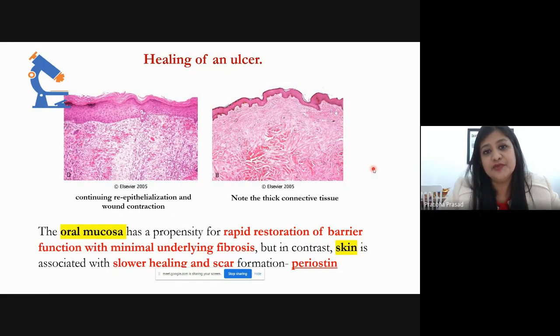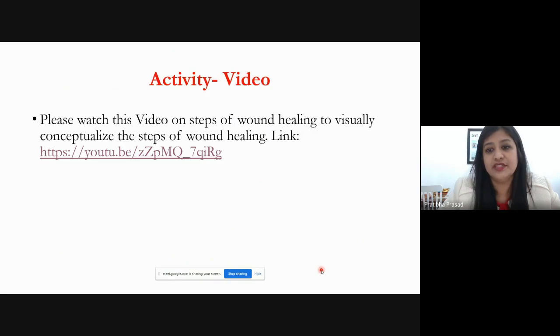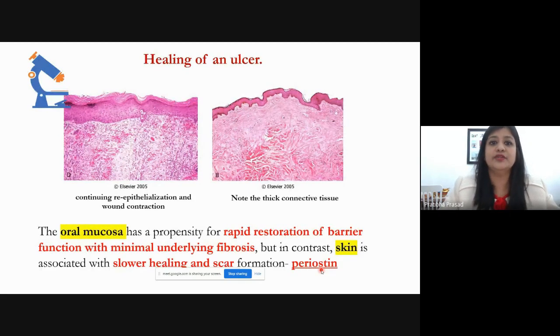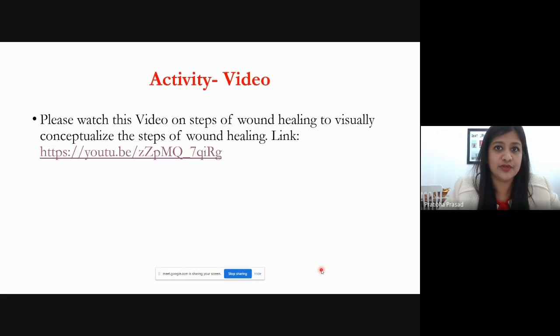There is a slight difference between the oral mucosa and the skin. It is because of the role of periostin. Okay, so this periostin has different roles in oral mucosa and the skin. In skin, it causes a slower healing and scar formation because of the role of myofibroblasts induced by periostin. Whereas in case of oral mucosa, it doesn't really induce any myofibroblastic activity. So there is a rapid restoration of the barrier, that is your epithelial barrier function. And the fibrosis in the connective tissue is also quite minimal. That's what doesn't lead to scar formation in the oral cavity. Okay, so that's a very important difference between skin and oral mucosa.